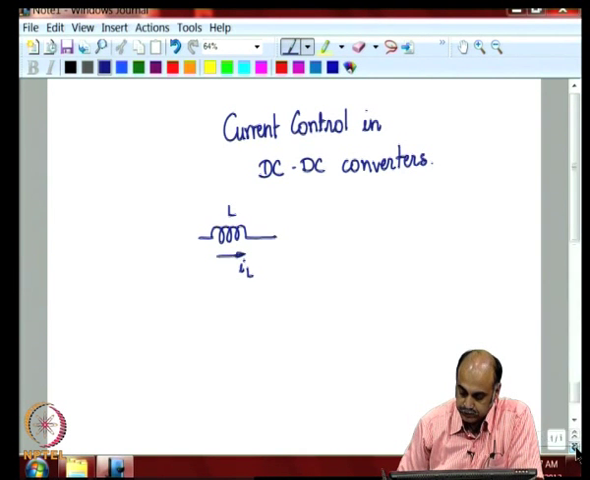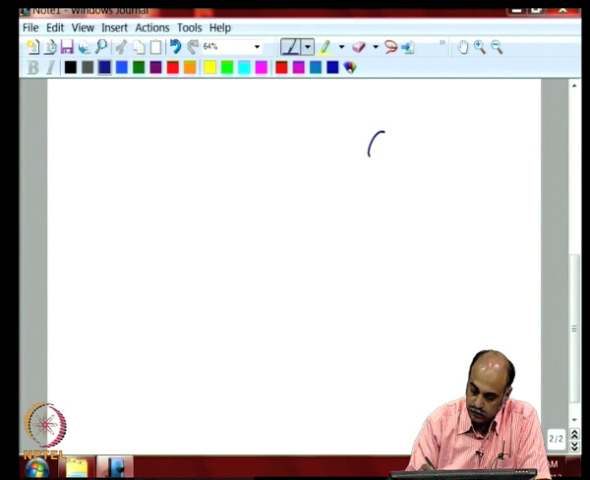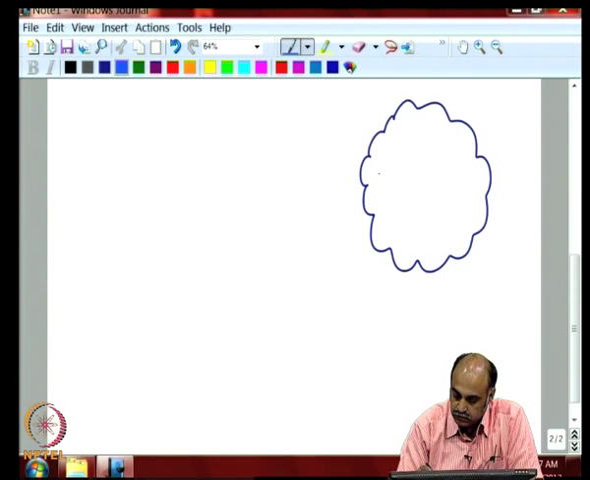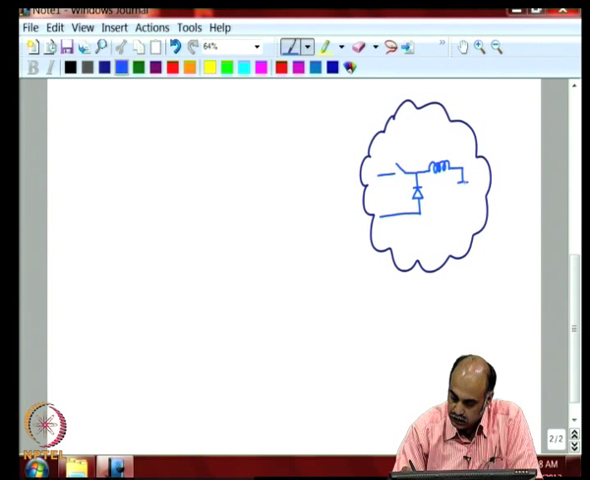Now, if you look at our control block diagram, let me take the buck converter as an example. There is a switch. I am showing this as a regular relay switch, but actually it is a semiconductor switch. You have the inductor and you have a capacitor and a load which is external to the system.